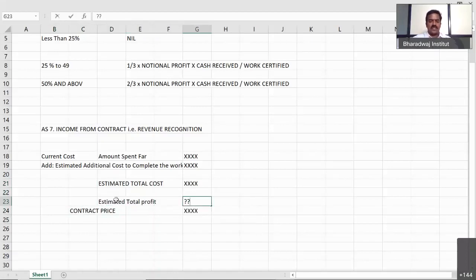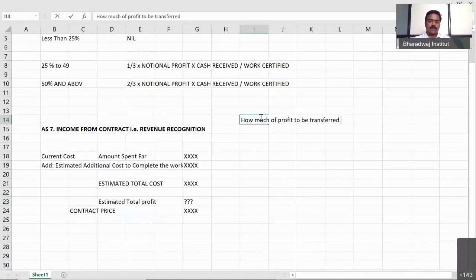So you will get a balancing figure for this estimated total profit. Accounting Standard 7 says you do this exercise first. Work out the amount spent so far. Work out the estimated amount to be spent for completing the work. Then find out the estimated total cost. Then find out the estimated total profit by comparing the contract price with the estimated total cost. Thereafter, how much of the profit should be transferred to the profit and loss account?